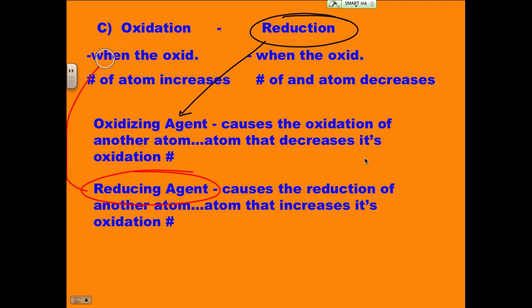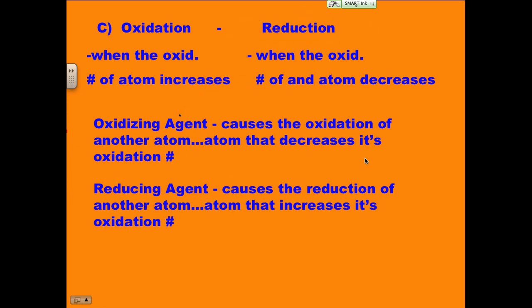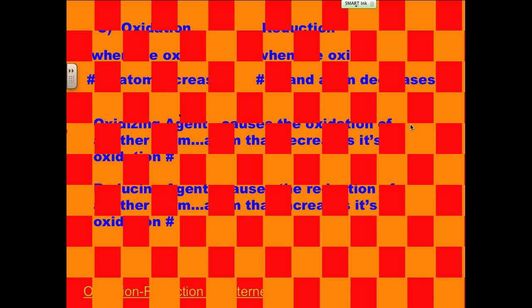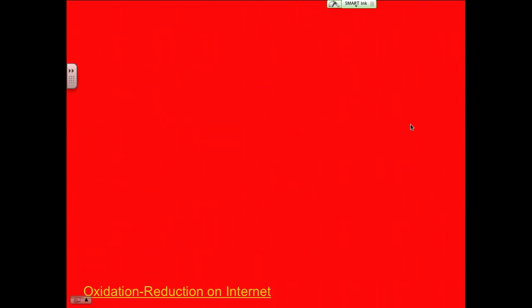All right? Now the best way I have to show that, and again I'm going to leave this here and you have the notes, is to look at an example. So, here's an example of a reaction. Copper reacts with silver nitrate to form copper nitrate and silver.